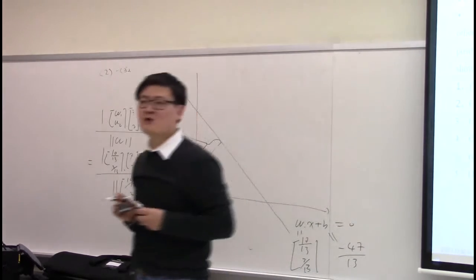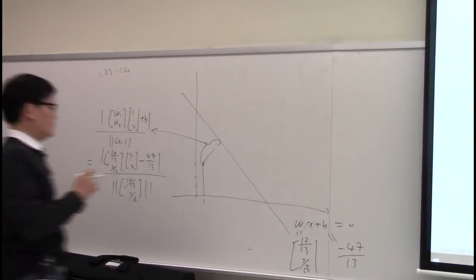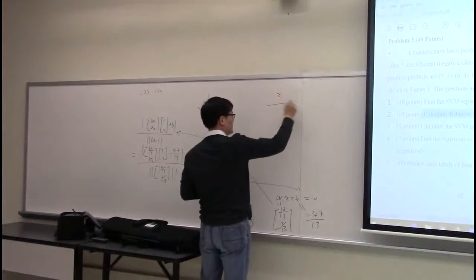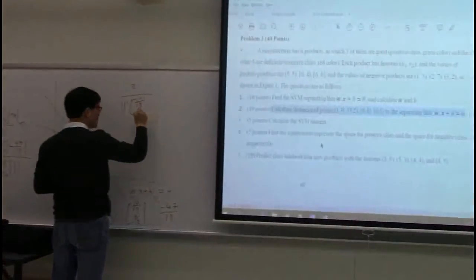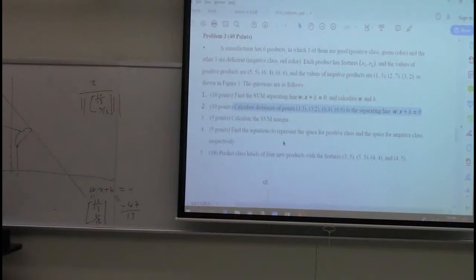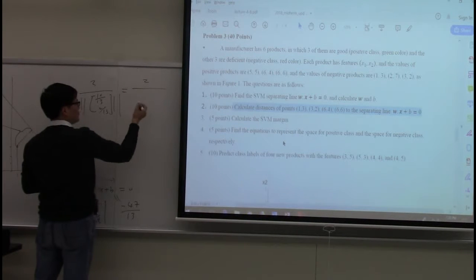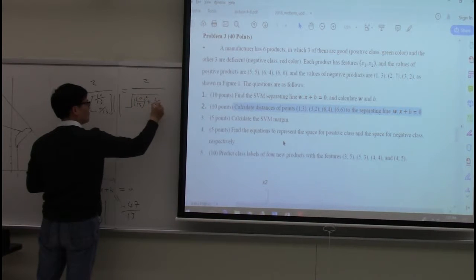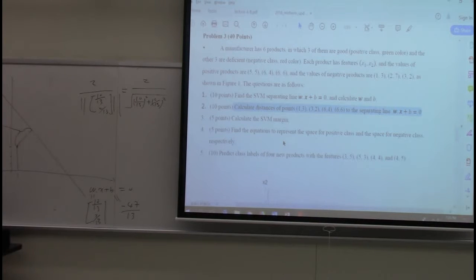So now, how about this one? What is my SVM margin? 2 by, which is 2 by W norm. Finish, right? You do not need to calculate this, I just want to show you the square root. So this is the margin.